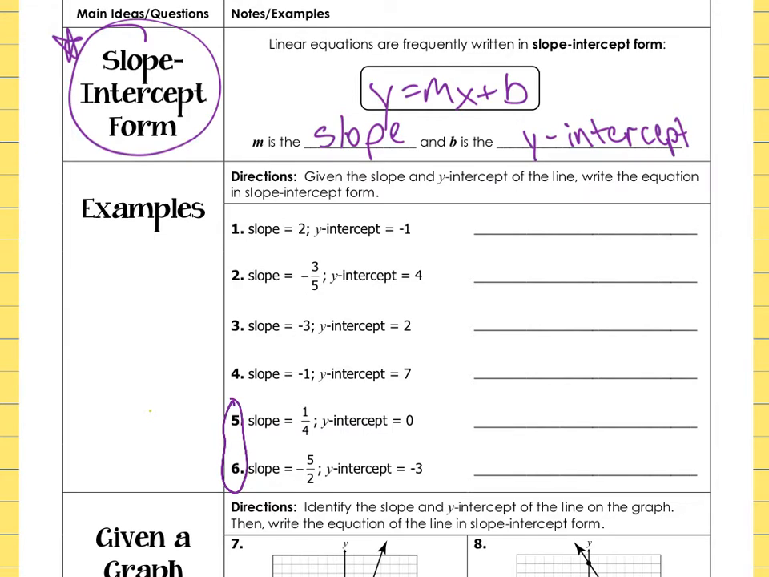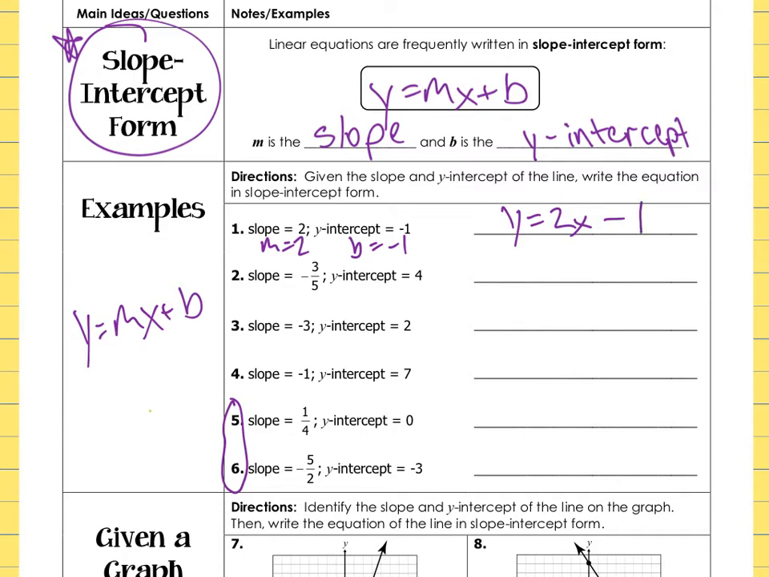So really all we're doing for these first 4 examples is taking what's given to us and plugging it into our formula, y equals mx plus b. Now the first one, slope is 2, y-intercept is -1. Remember that what this means is, if we translate from above, m is 2 and b is -1. So then I just plug this into my m and my b, and so y is equal to 2x minus 1.